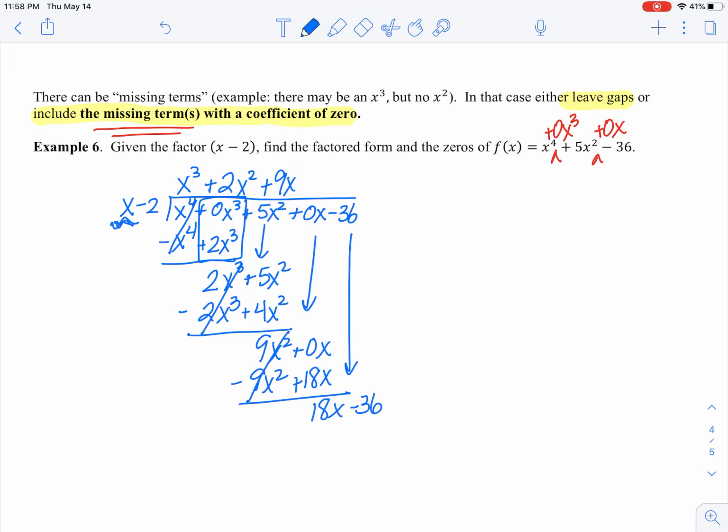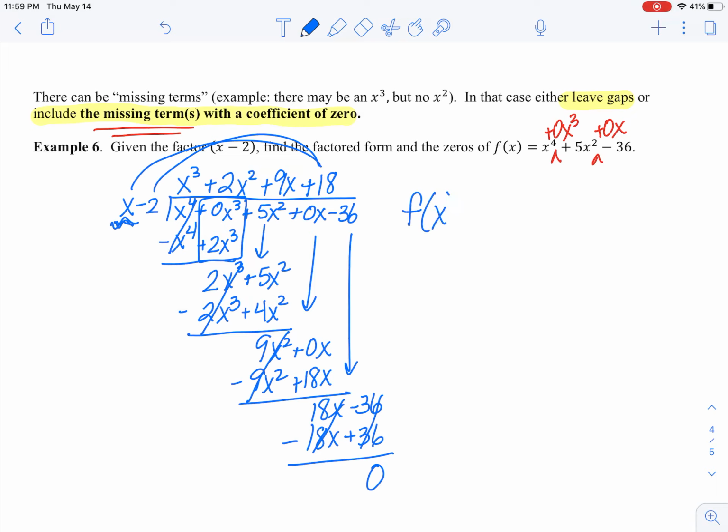Repeat the process for a final time. X times what will give us 18x? 18. And then distribute down. 18 times x is 18x. 18 times minus 2 is minus 36. And we're going to subtract, which is changing their signs and adding, and we get 0. We knew we would get 0 because we were told that x minus 2 was a factor.